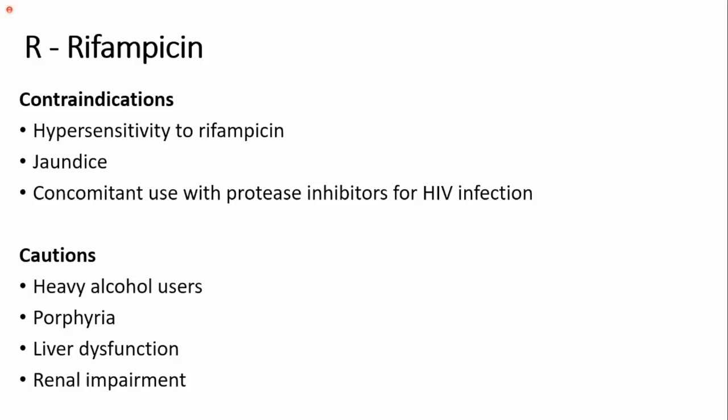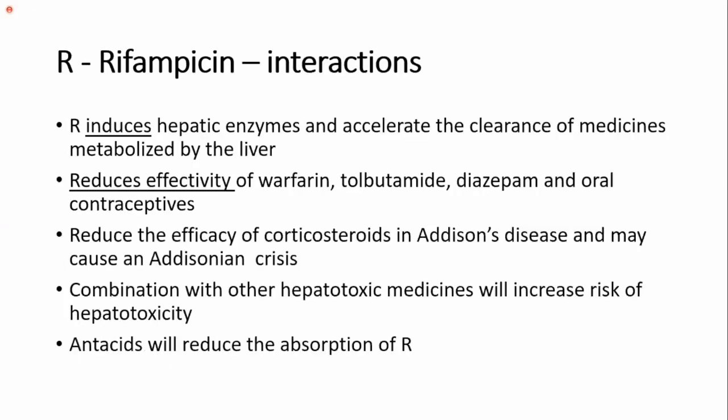And rifampicin is used with caution in alcohol use, porphyria, liver dysfunctions, as well as in renal impairment, because part of it is excreted in the kidneys. Right, this I told you about.